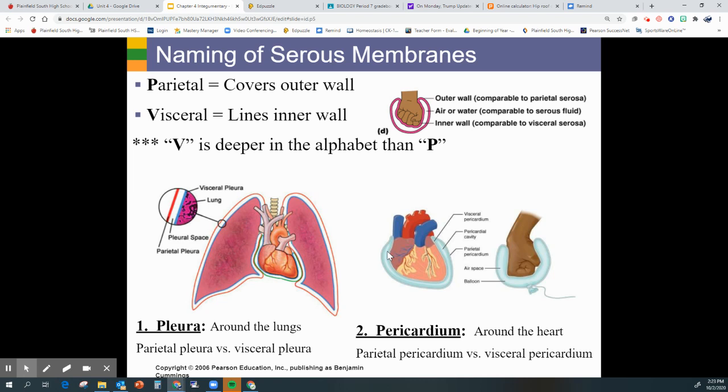All right, so it could be in between beats, it could be while it's beating, and the patient themselves usually are going to experience quite a bit of discomfort when those two things happen. So if it's pericarditis, they're going to experience discomfort anytime their heart rate increases. And if it's pleuritis, they're going to experience it anytime they're breathing. This is a pretty good thing to remember here. So V is deeper in the alphabet than P. So V is directly on top of the organ. So it's the deeper layer. And the P is the closer or mostly outside layer. Okay. So just know the difference between those two.